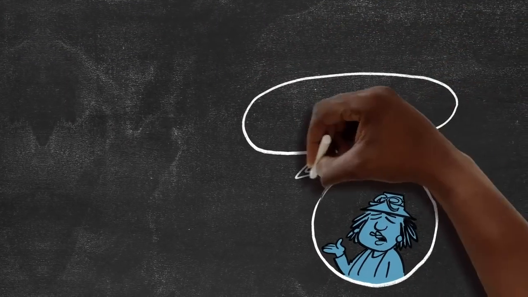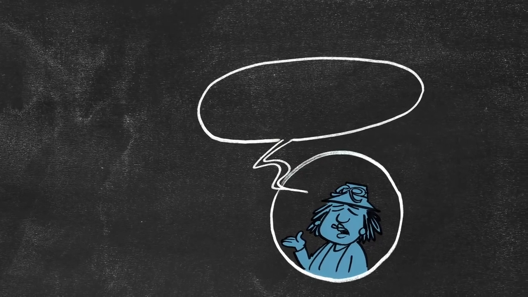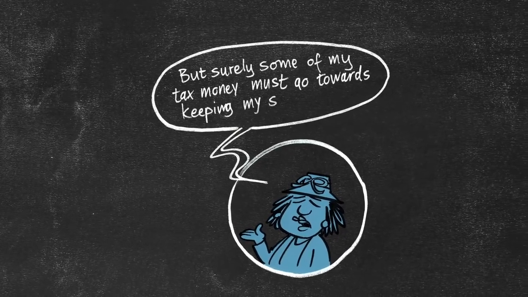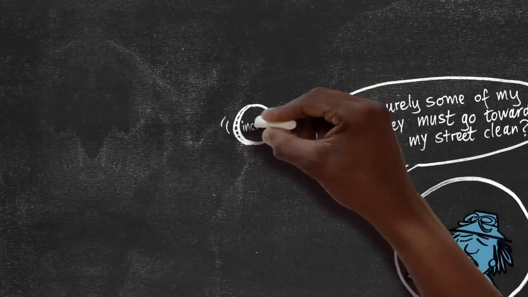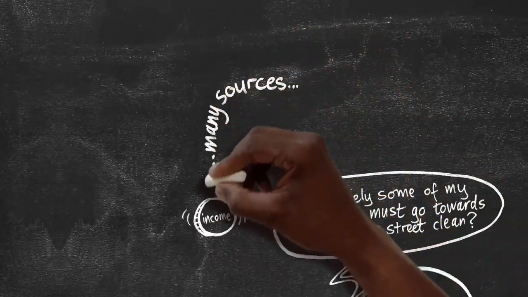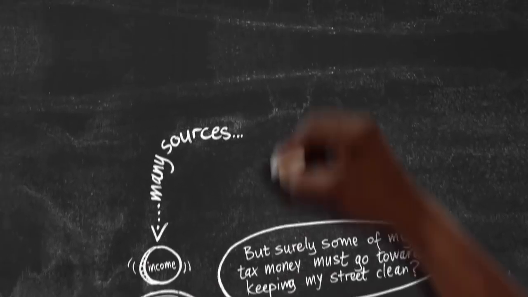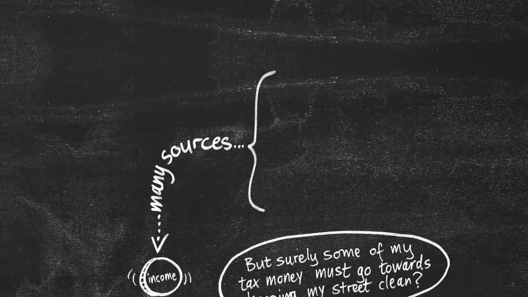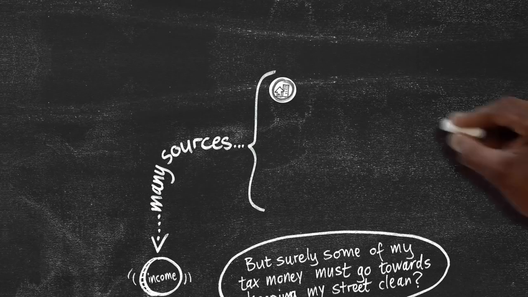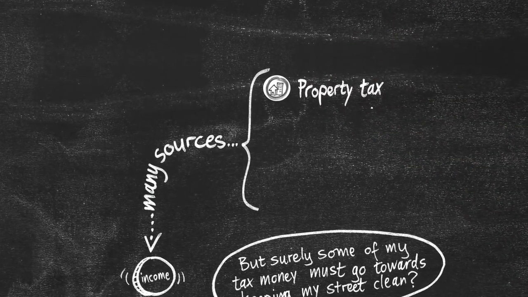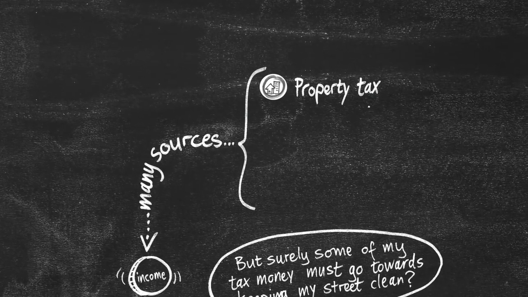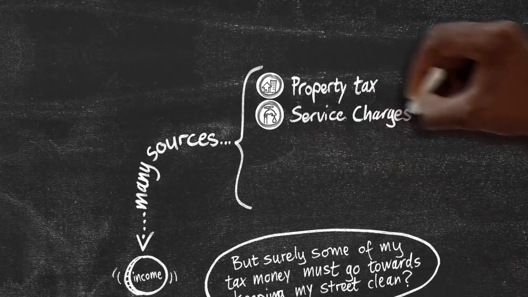His aunt couldn't understand where her property rates were going. She insisted that some of it must have gone towards rubbish collection. Lutando agreed and explained that municipal government gets its income from many sources. According to the Constitution, municipalities can charge property tax rates on residential and business properties. They can also charge for services like water and electricity.